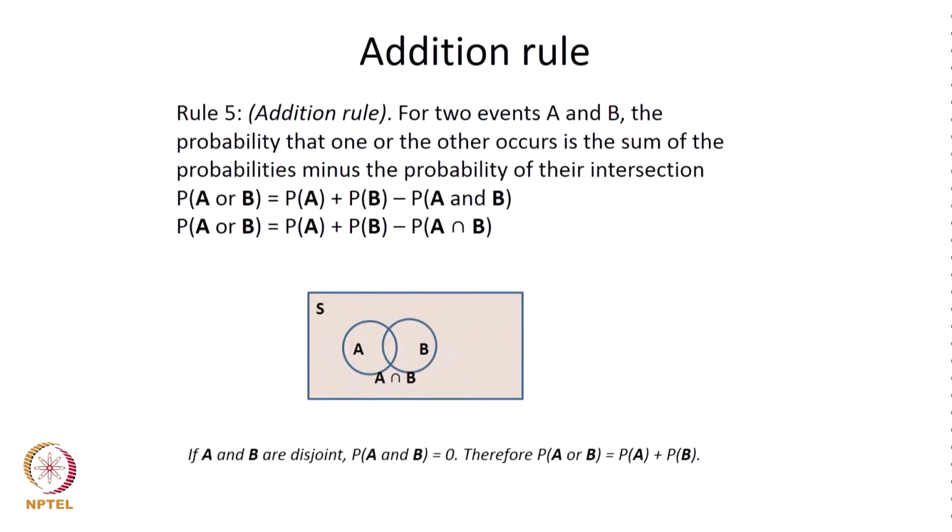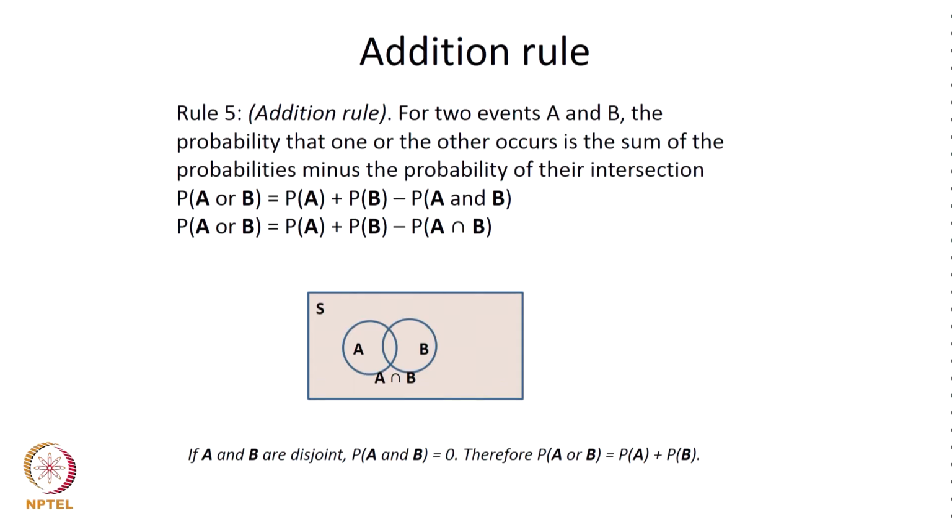Rule 5, addition rule. For two events A and B, the probability that one or the other occurs is the sum of the individual probabilities minus the probability of intersection. So P of A or B is equal to P of A plus P of B minus P of A and B. So P of A or B is equal to P of A plus P of B minus P of A intersection B. The Venn diagram shows what we are discussing.